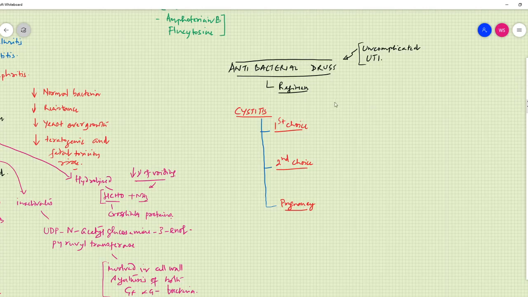So the first choice of drug for cystitis is trimethoprim. We said it is a regimen. So the regimen is 200 milligram BID, twice a day, and nitrofurantoin. Nitrofurantoin is 50 milligram 4 times a day.